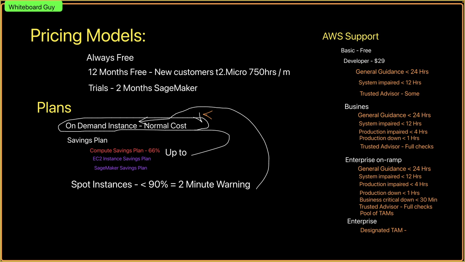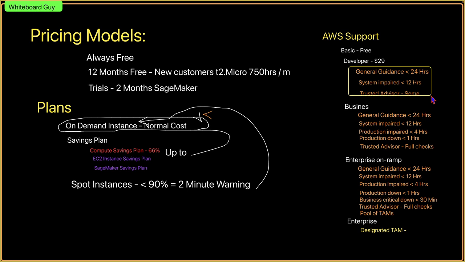Basic is free. There's a whole lot of online help available for you. Developer starts at $29. There's your general guidance, there's your system impairment and a trusted advisor, and the availability of that depending on the service that you are dealing with as well. So there is that one.